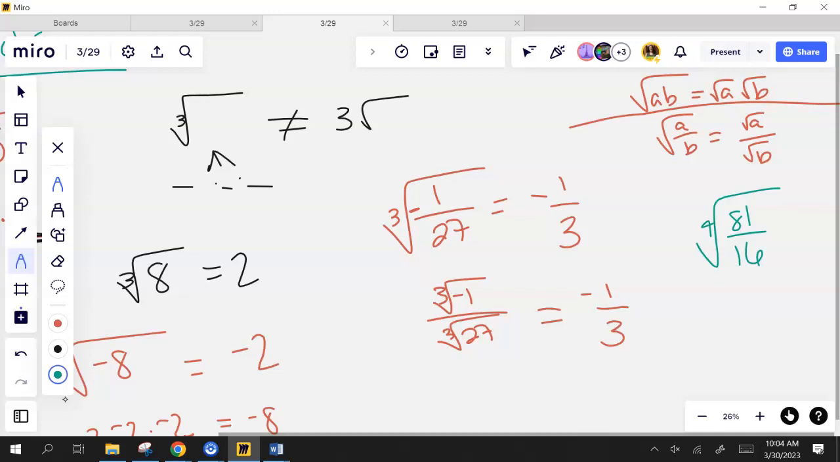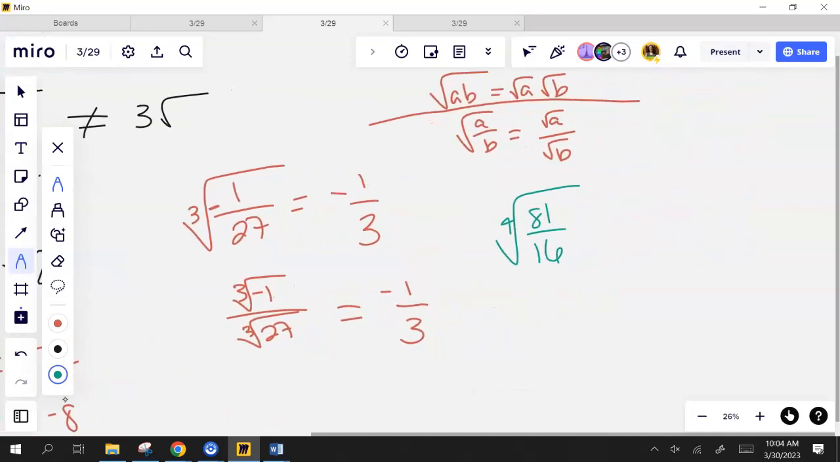How about that one? Why did I throw a plus or minus there? It's an even root, okay? 3 times 3 times 3 times 3 is 81, and 2 times 2 times 2 times 2 is 16, and the plus or minus is there because it's even.